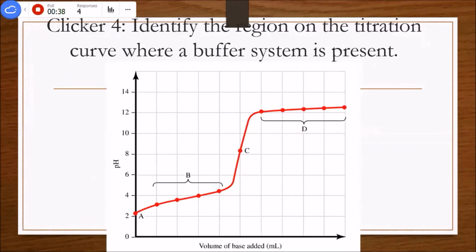Can you explain how you found the pKa? The pKa, for a weak acid, is always equal to the pH at the half equivalence point. I'll use this one in just a minute once we finish up. Okay, to look at it again.